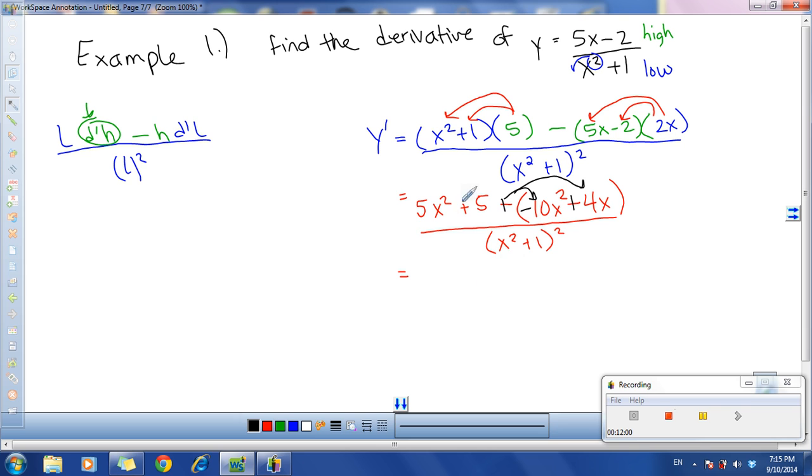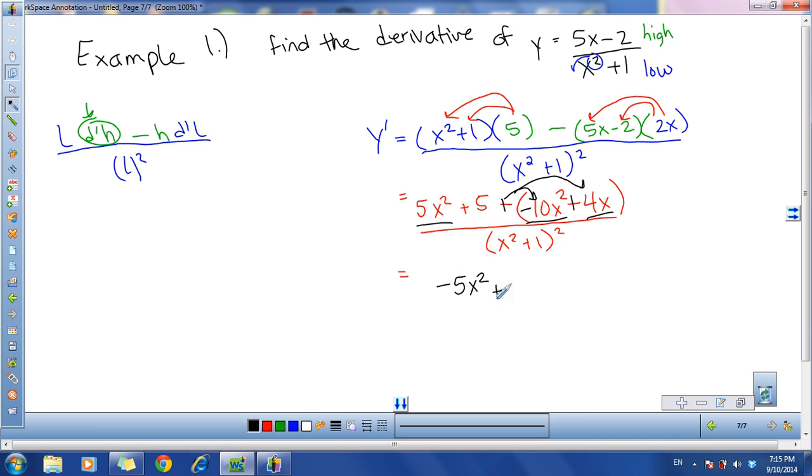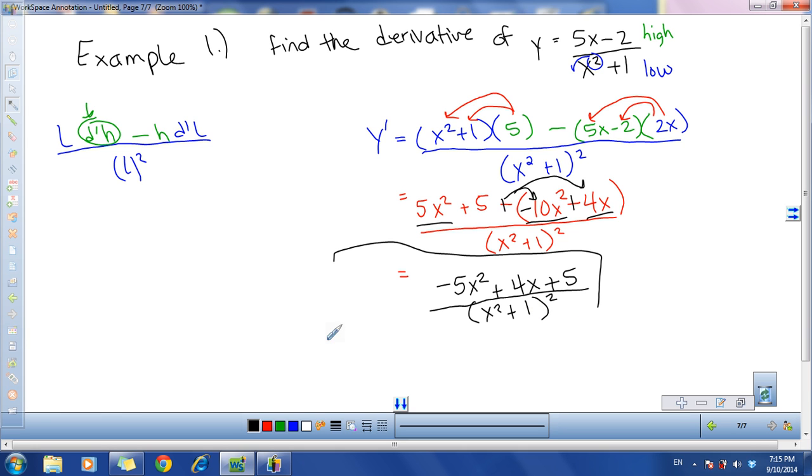So I have 5x squared minus 10x squared, that gives me a negative 5x squared. 4x doesn't combine with anything, so plus 4x. And then plus 5 all over low squared, which I'm just going to keep as x squared plus 1 quantity squared. We don't want to get too crazy. We just clean it up as much as we can. This is overkill if I try to FOIL the bottom, so I'm just going to keep it like that.